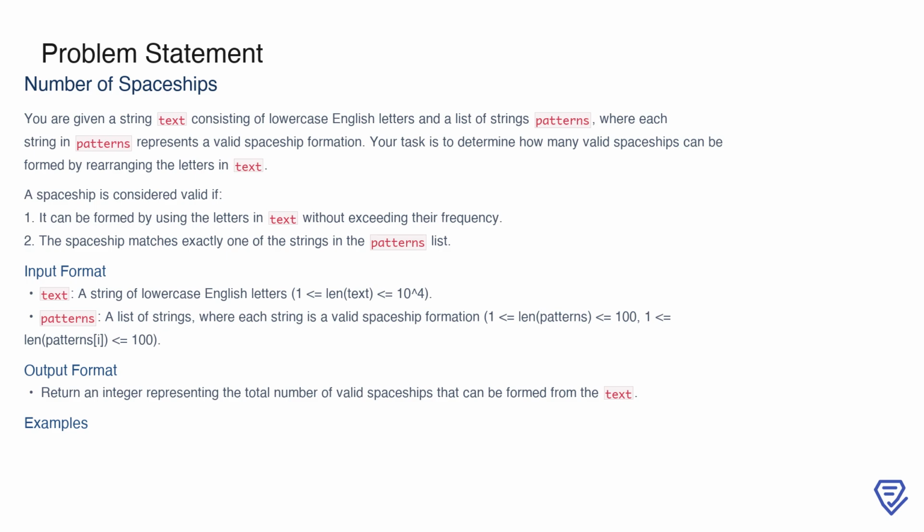The input includes the string text, which can be up to 10,000 characters long, and a list of up to 100 patterns, where each pattern can be up to 100 characters. Your goal is to return an integer representing the total number of valid spaceships that can be formed. This involves carefully using the available letters in text and ensuring that each formed spaceship adheres to the given constraints.